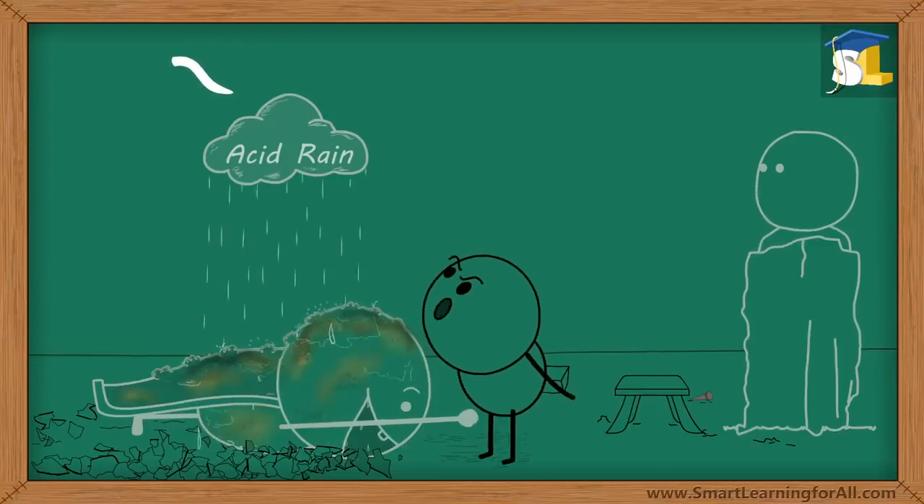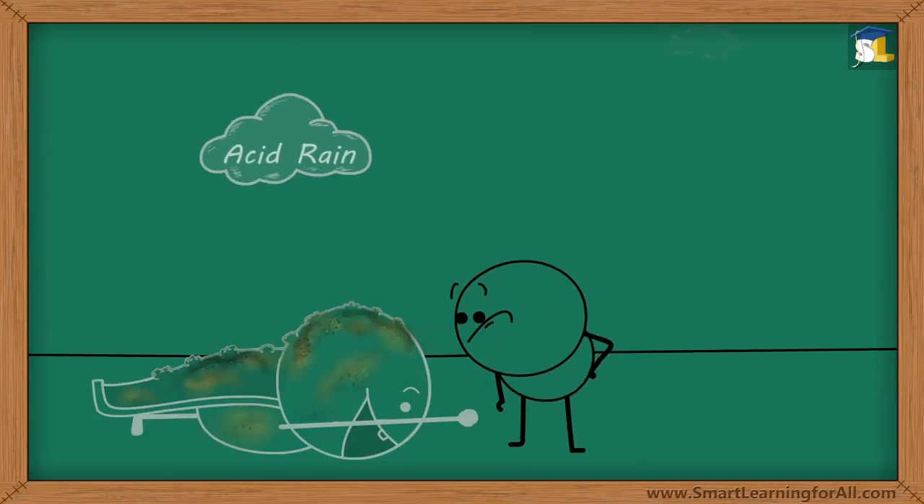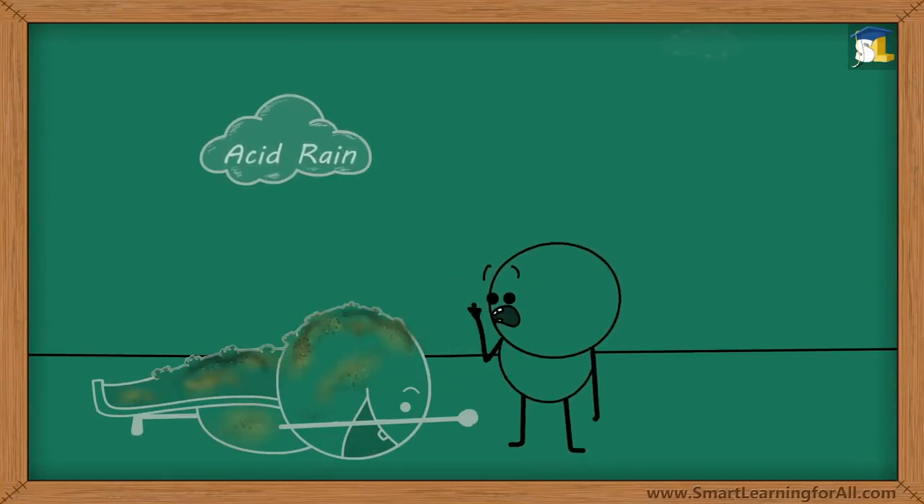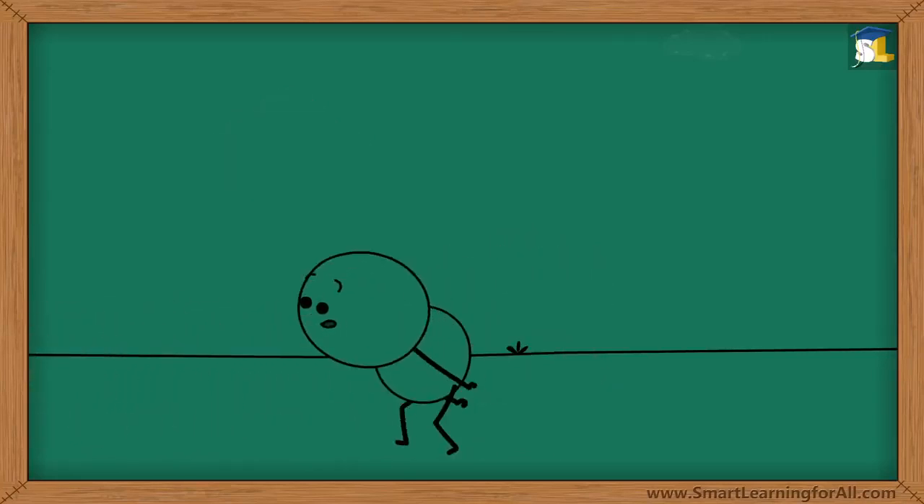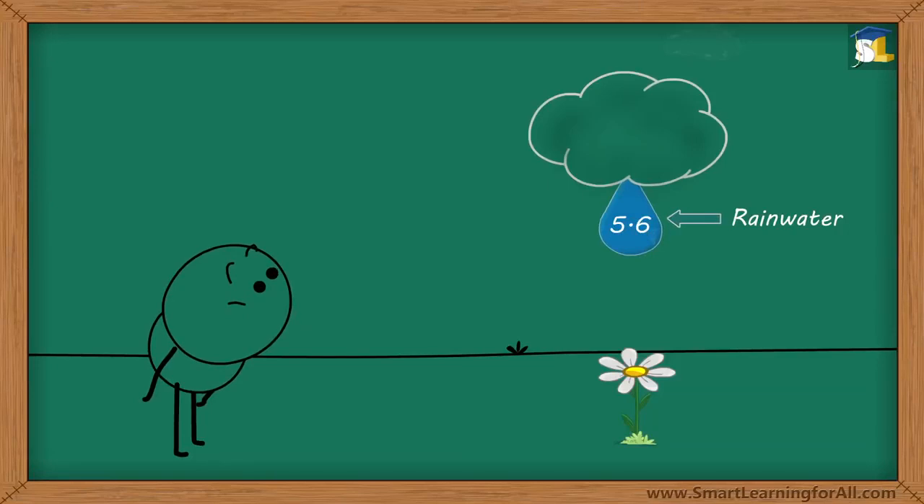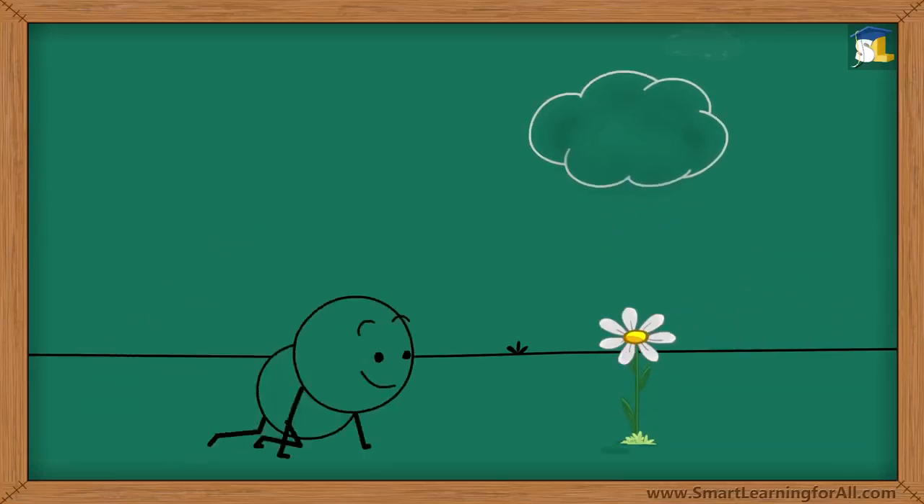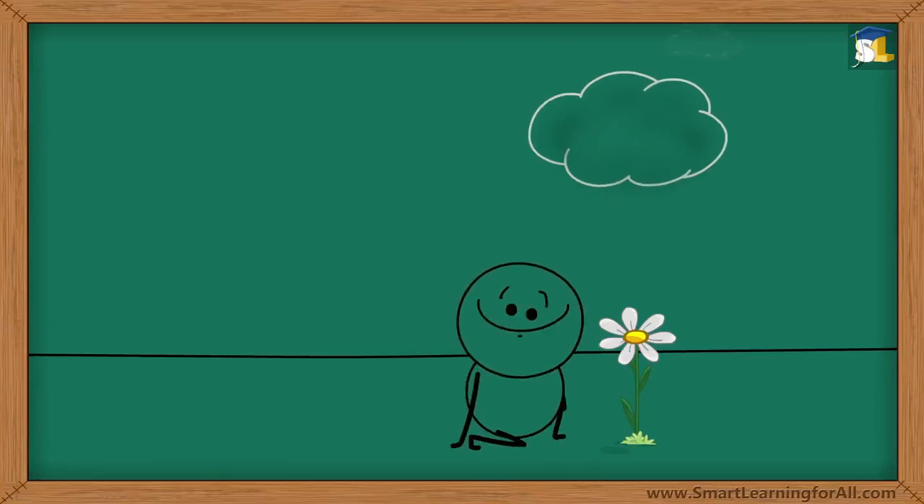Oh no! Are you shocked? Did the white marble just turn yellowish-brown due to acid rain? Yes, you are right. The pH of rainwater is about 5.6. This means that rainwater is slightly acidic. This slightly acidic nature of rainwater does not really cause any damage.